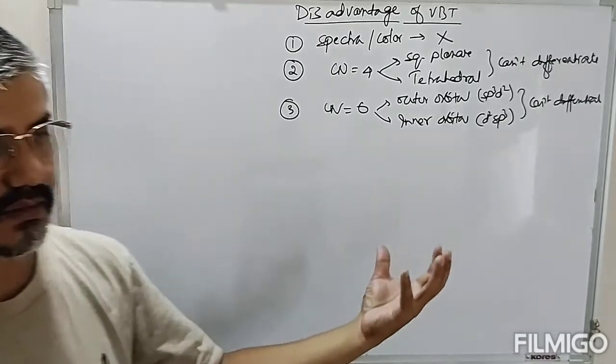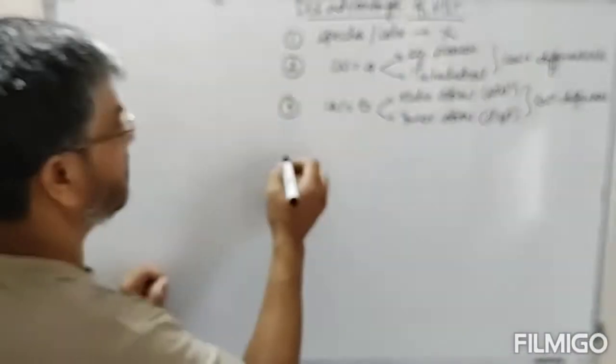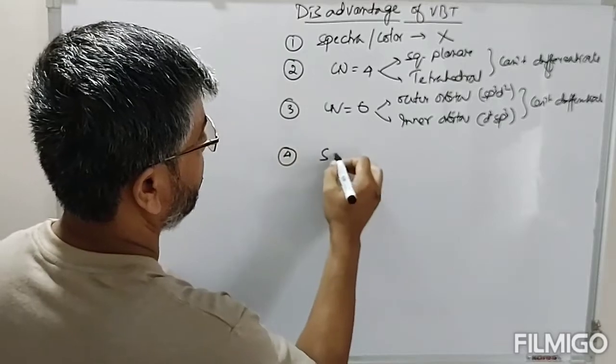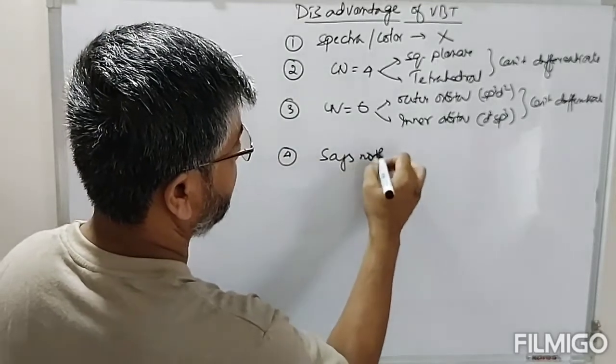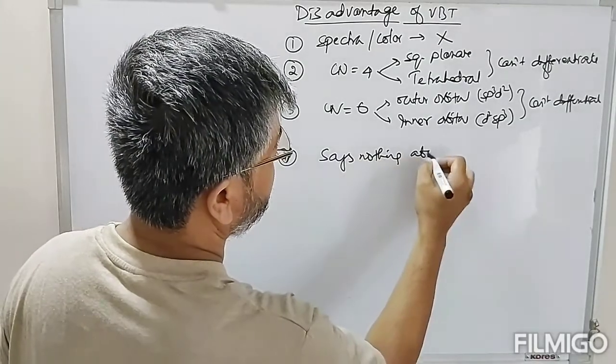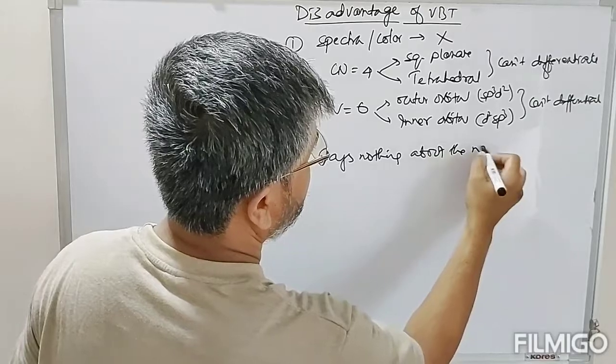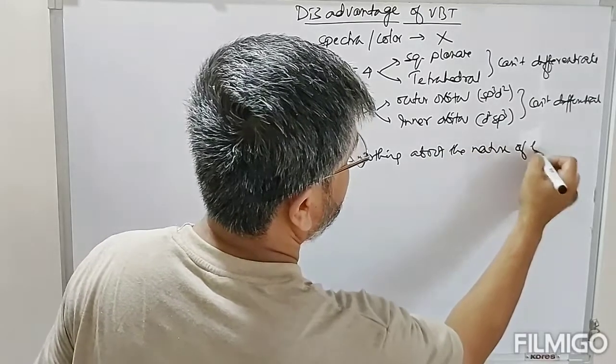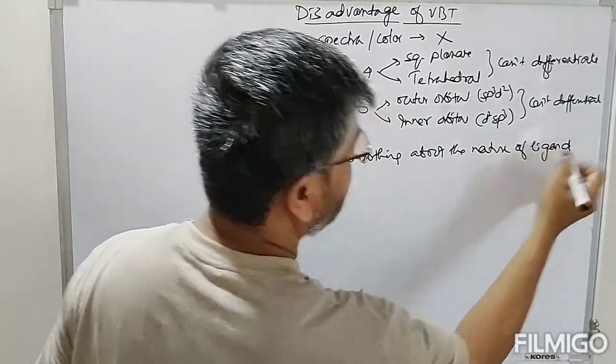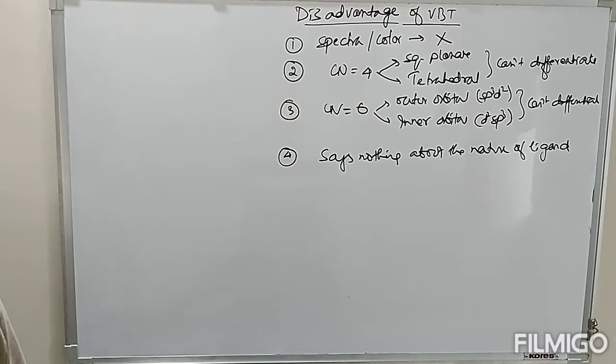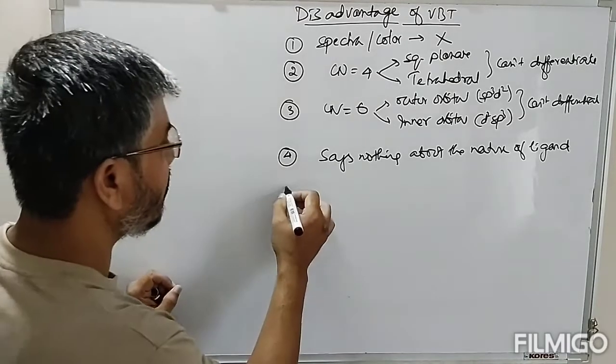That basically depends on the nature of the ligand. And valence bond theory doesn't say anything about the nature of the ligand, whether the ligand is a strong field ligand or a weak field ligand. It says nothing about the nature of the ligand.